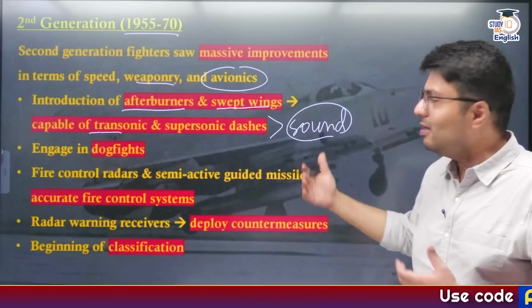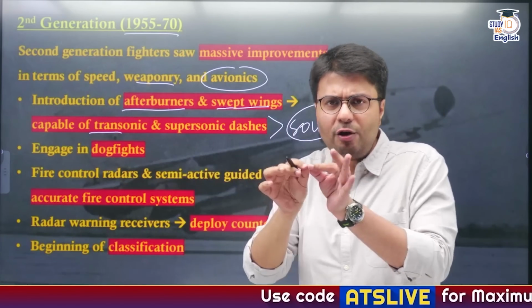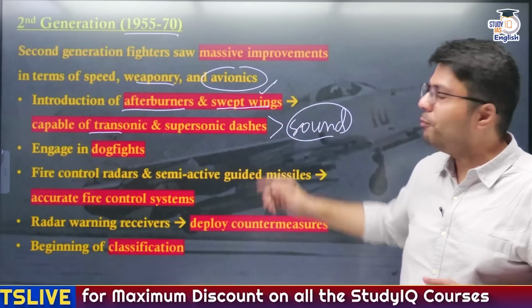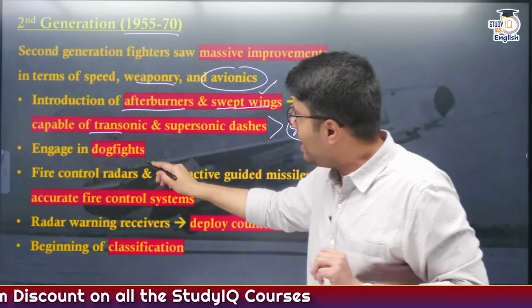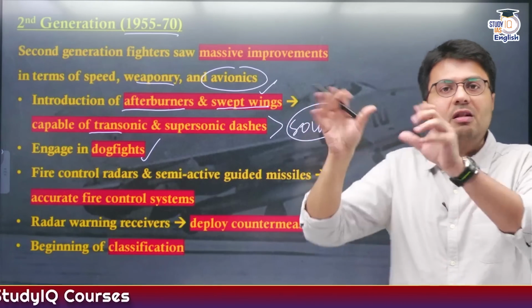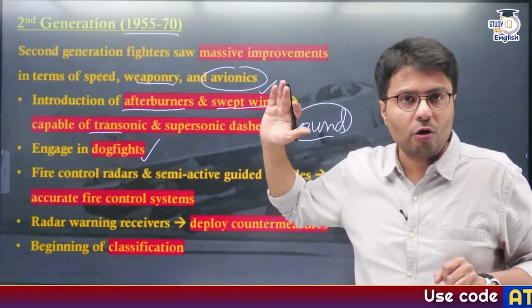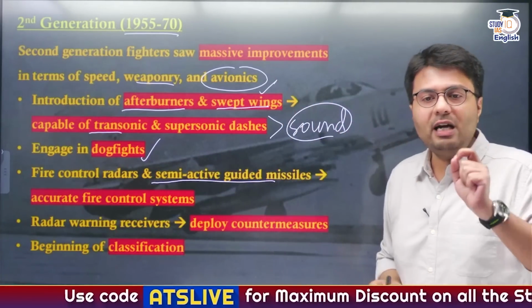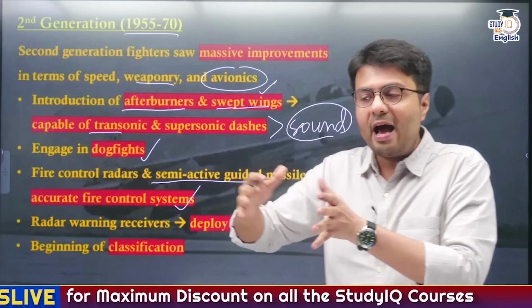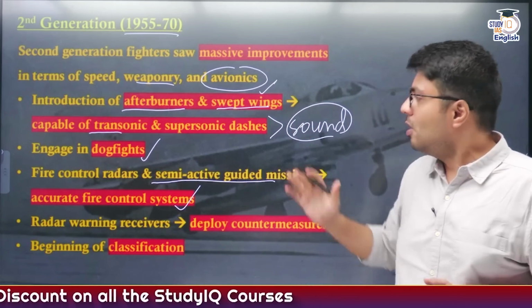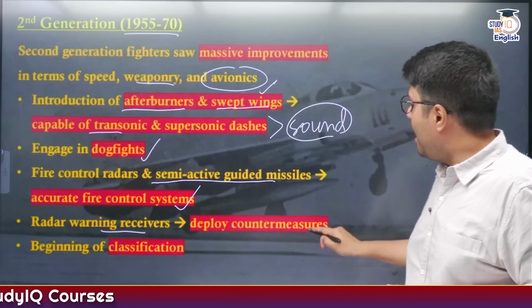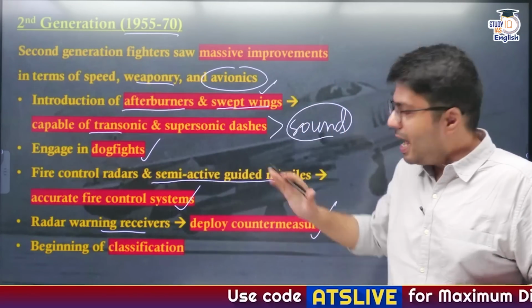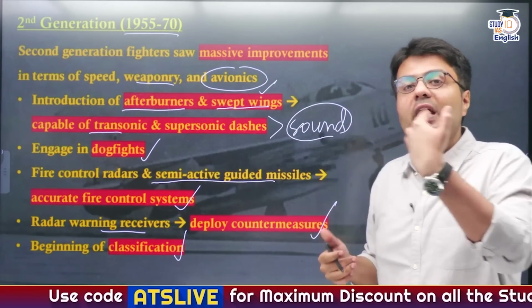But what you need to understand is that they could travel at supersonic speed only for a few moments, not all the time, right? Similarly, with development in their design using swept wings, they were quite maneuverable in nature. That is why these fighter aircraft were able to tackle each other in the air, which means they were involved in dogfights also. Similarly, they had fire control radars and semi-active guided missiles, which made them quite accurate in terms of control and fire systems of their missiles and guns. Also, they had radar warning receivers, and therefore they were able to deploy countermeasures in case any enemy aircraft attacked them. And that is why we saw the beginning of classification of aircraft.